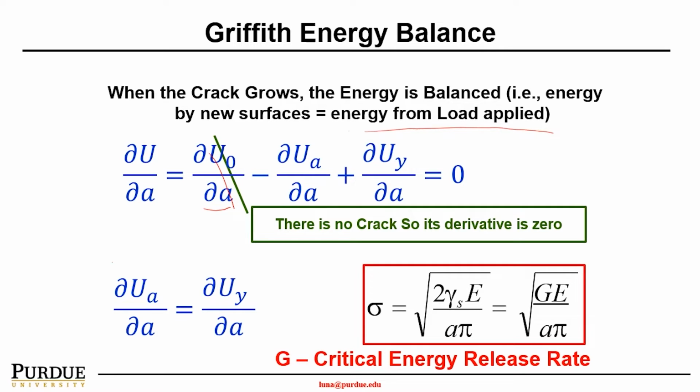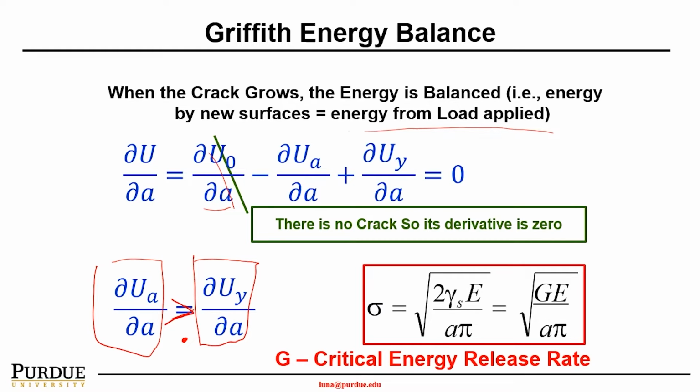That means the potential energy release due to crack growth should be equal to the increase of the surface energy. When this is balanced, it is stable. However, if it is bigger than the surface energy, it becomes very unstable. That point is the critical energy point. So he rewrote this equation: the critical stress sigma should be equal to the square root of 2 gamma_s E divided by pi a.